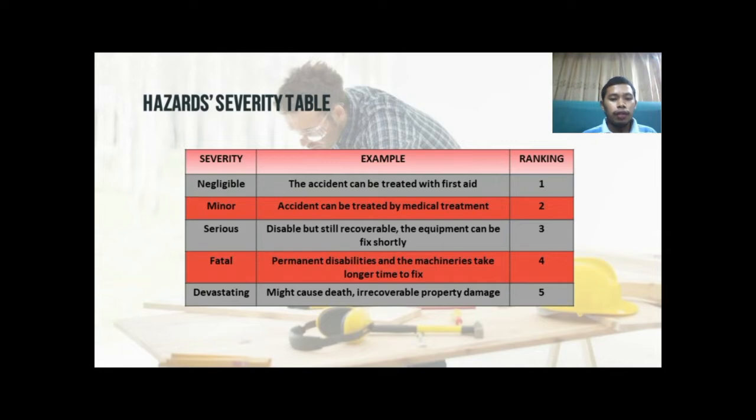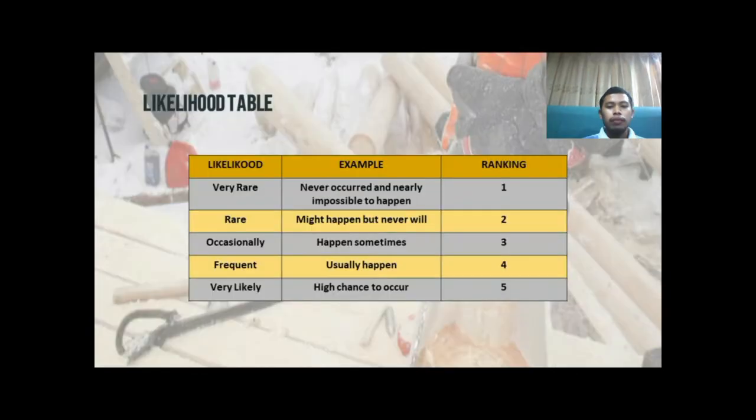Let's look into the first row, which is negligible. Negligible is when the accident can be treated with first aid. For serious, the accident might cause disability but is still recoverable. The equipment can be fixed shortly. For devastating, the accident might cause death and irrecoverable property damage.